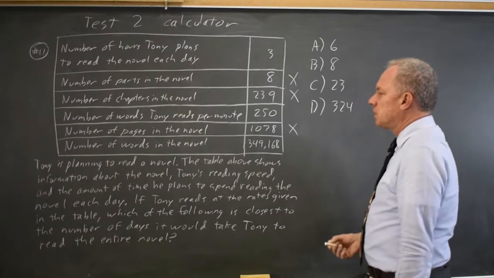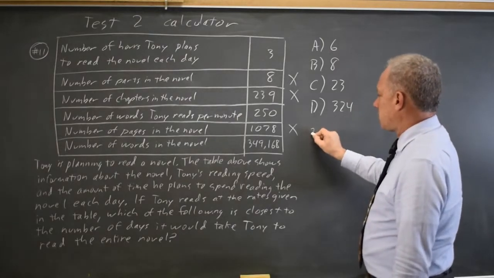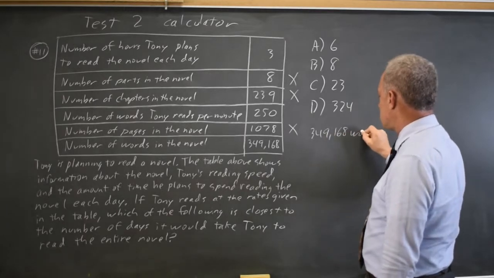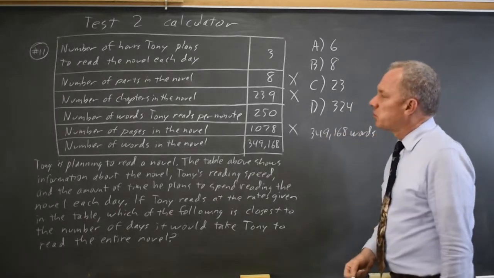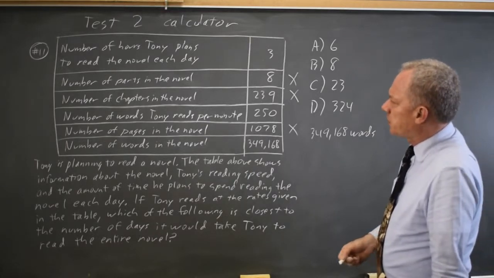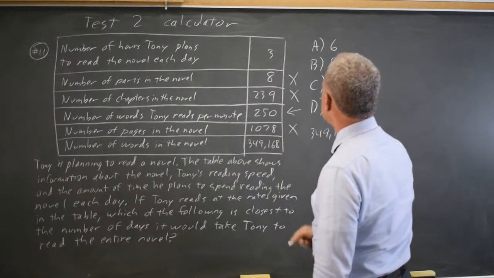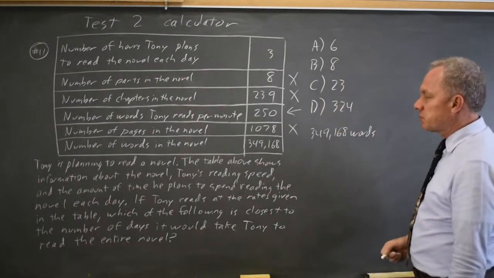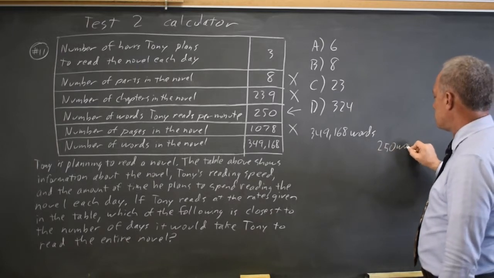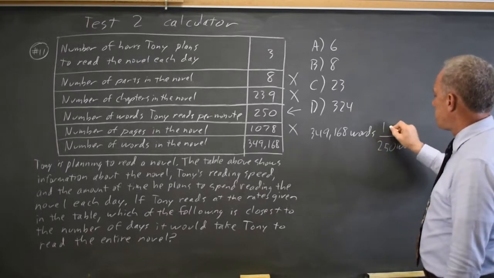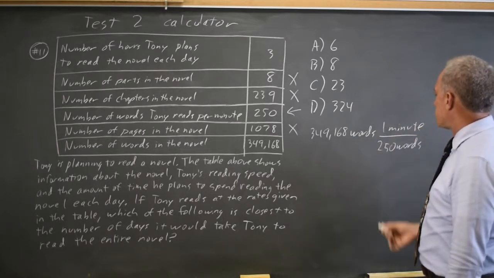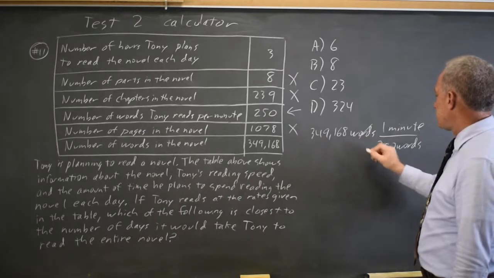So if I take 349,168 words, and I multiply that, and I have right here words per minute. So if I divide by words per minute, that's the same as 250 words equals 1 minute. Since 250 words is the number of words in 1 minute, now we cancel words and we have the number of minutes.